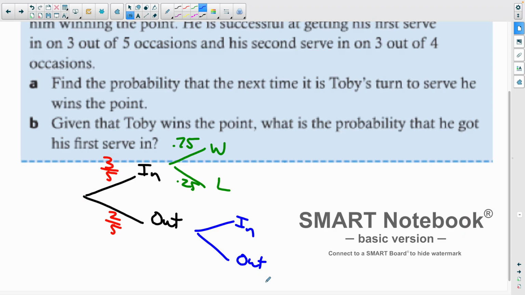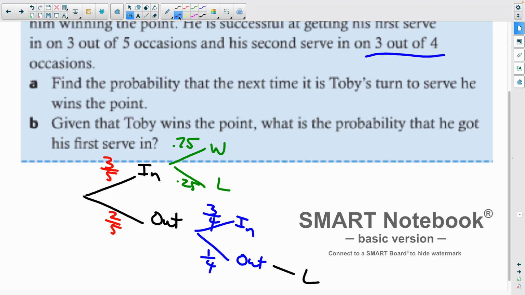What's it say here? The second serve in is 3 out of 4, which means out is 1 out of 4. Okay? Now, here's the thing. If you serve it out and then serve it out again, that's an automatic loss. Because it told me it was 3/4. It specifically told me that. Because if not, if they were all independent, okay, we'll talk about it more in a second. All right. Now, I've got one last little thing to draw on here.